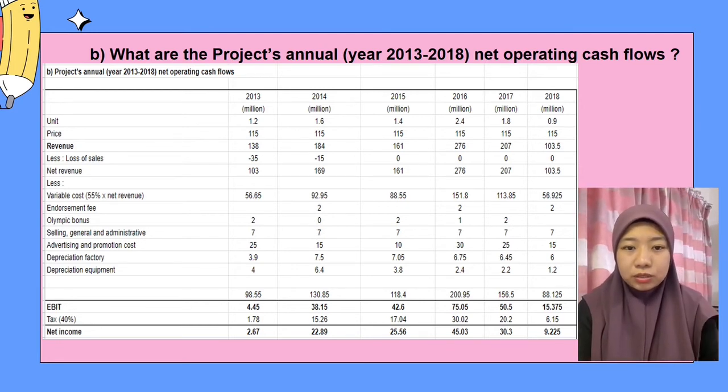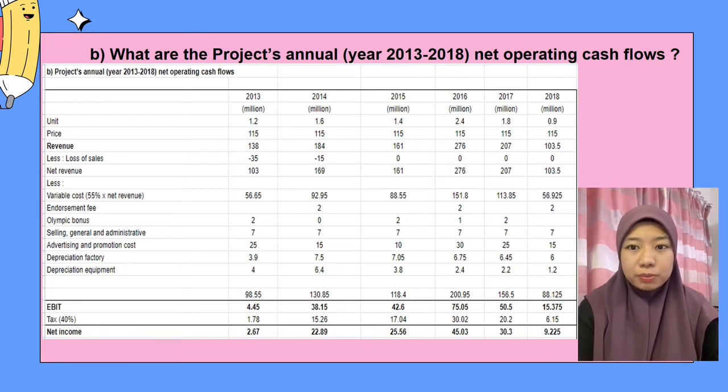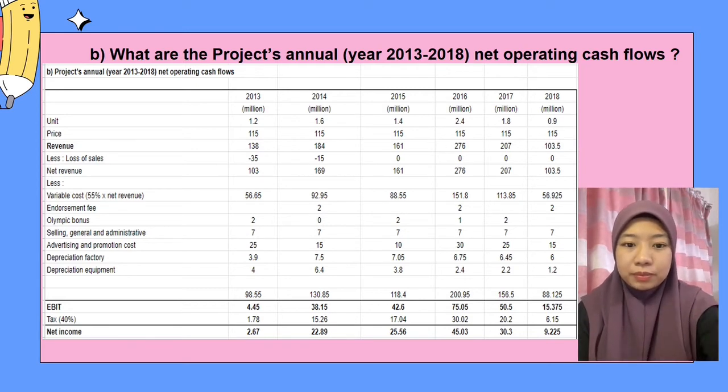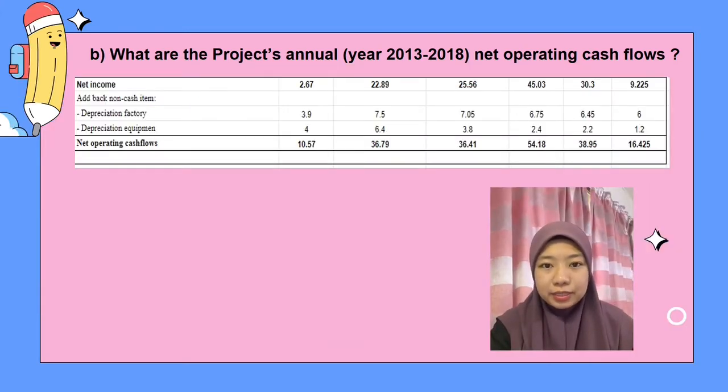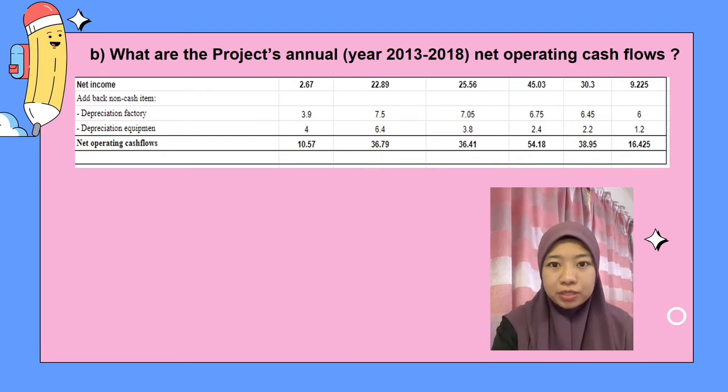After we get the total of the revenue, how do we get the earning before tax? The net revenue will minus all the expenses, and after we get the earning before tax, to get net income, we multiply with the tax, which is 40%. After we get the net income, we add the non-cash items, which are depreciation factory and depreciation equipment. After that, we get the total operating cash flow.